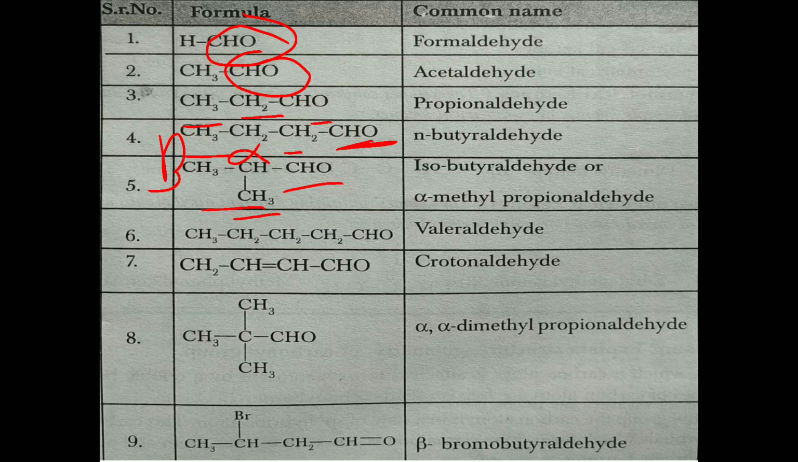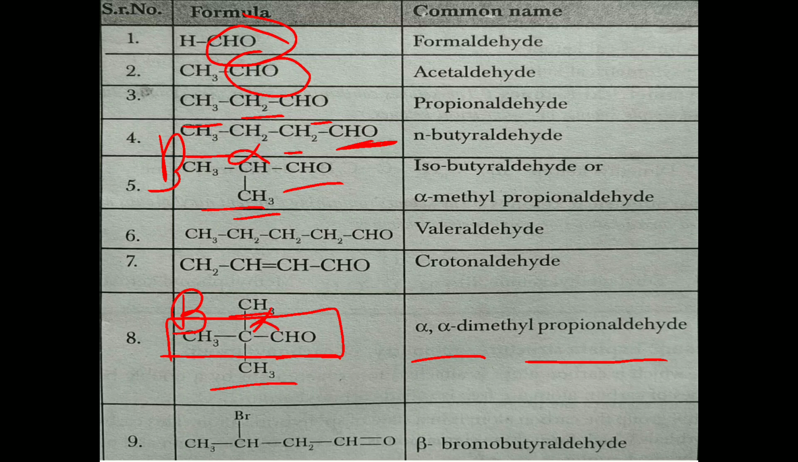Now in this case, this is the CHO aldehydic group, and the first adjacent carbon atom is the alpha, the next carbon atom is the beta. This alpha carbon atom contains two methyl groups, CH3 and CH3. So it is named alpha alpha dimethyl propanaldehyde, meaning a straight chain of 3 carbon atoms, so the name is propanaldehyde, but the alpha carbon atom contains two methyl groups. So the name is alpha alpha dimethyl propanaldehyde.